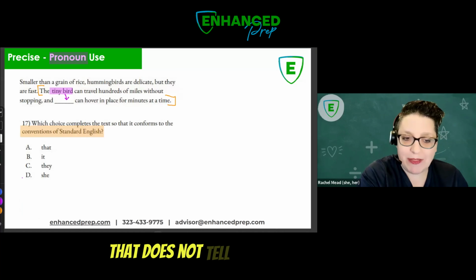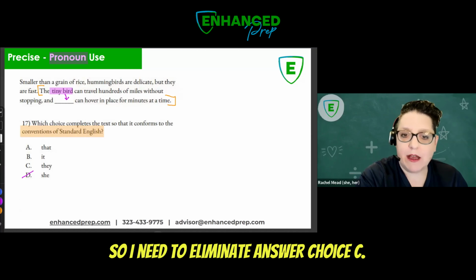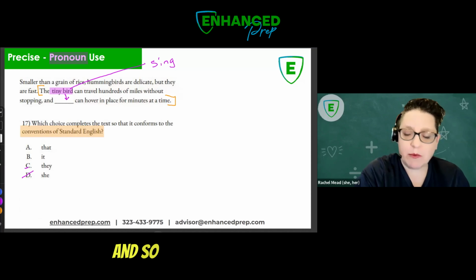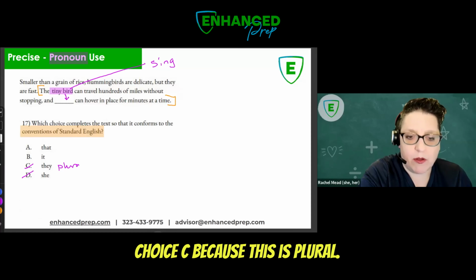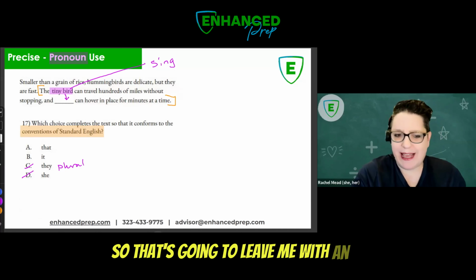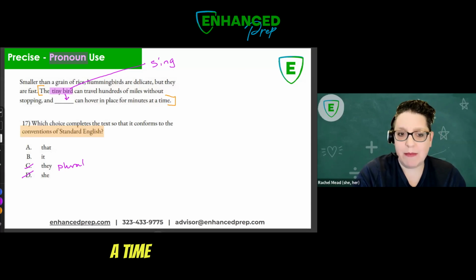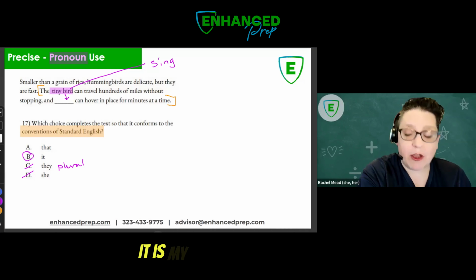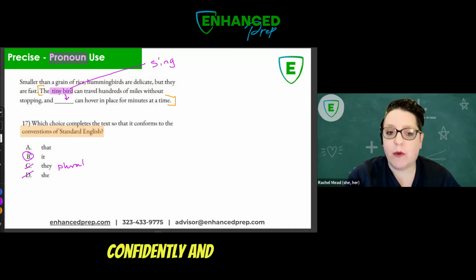That does not tell me that it is female, so I need to eliminate answer choice C. I also need to recognize that this is singular, and so I'm going to eliminate answer choice C because this is plural. So that's going to leave me with an it and a that. It can hover in place for minutes at a time, and that can hover in place for minutes at a time. It is my correct pronoun use, and I'm going to drop that in confidently and quickly move on to my next question.